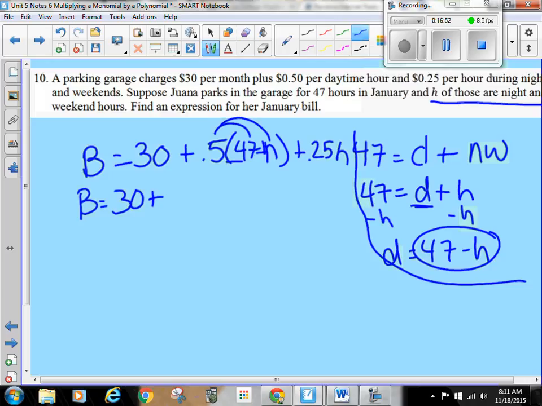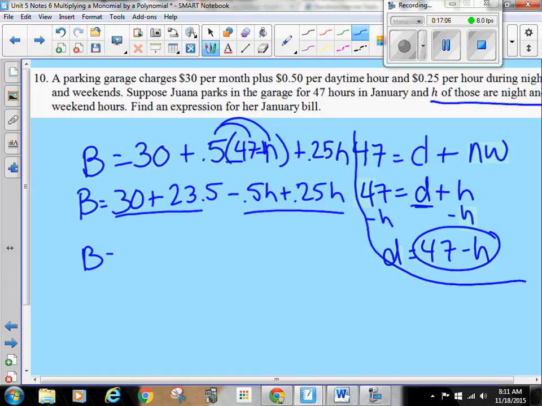Okay, so we're going to distribute here. So 30 plus, we have our 0.5 times 47, which gives us 23.5, minus 0.5H plus 0.25H. All right, like terms here, we end up with 53.5. Okay, now remember, this is a negative 0.5 plus a positive 0.25. So it gives us a negative 0.25H.